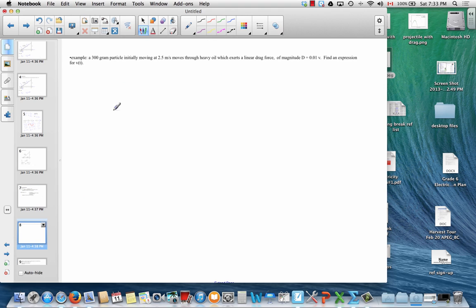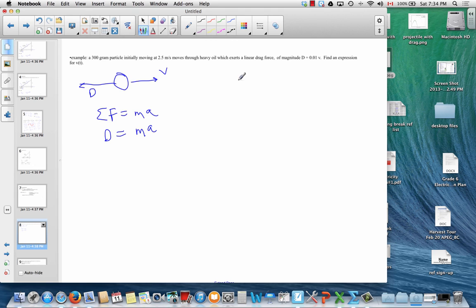So a typical example: a particle moving at 2.5 meters per second through heavy oil. It experiences a linear drag force of this much magnitude. We imagine the particle is moving, and there's going to be a drag force tending to slow it down. So when we use sum of the forces is ma, the force is just this drag force, and that's going to equal ma.